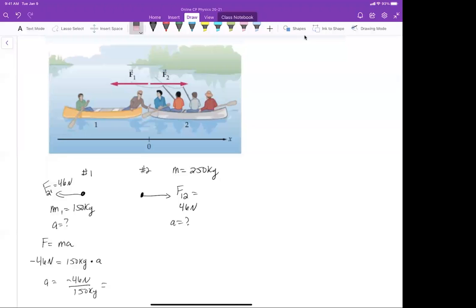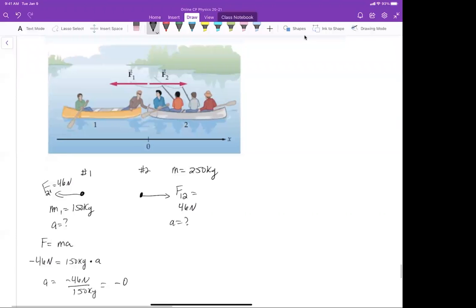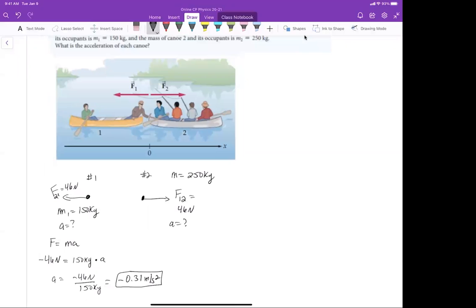I had to get my calculator, negative 0.31 meters per second squared. Does that make sense that canoe 1 would have a negative acceleration? Sure enough, canoe 1's going to move to the left. How about the acceleration of canoe 2?